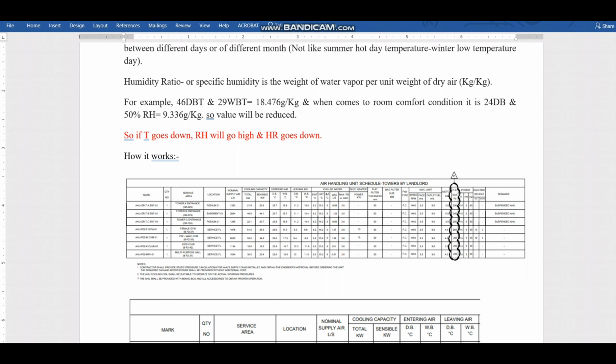For example, at 46 degree dry bulb temperature and 29 degree wet bulb temperature, we get the humidity ratio as 18.476 grams per kg. You can try the same one, just as I showed, on the online psychrometric chart. For room comfort condition, 24 degree dry bulb and 50% RH, you will get 9.336 grams per kg, which means the value is reduced. So finally, if the temperature goes down, RH goes high and the humidity ratio goes down.